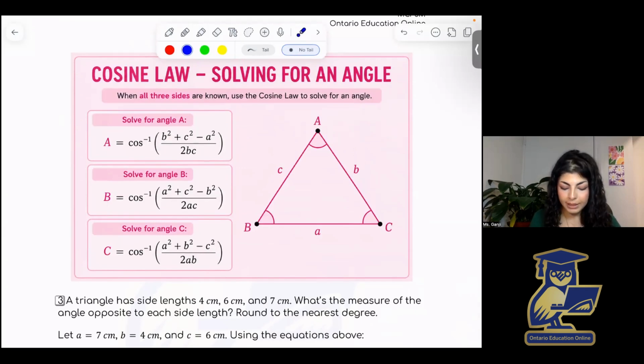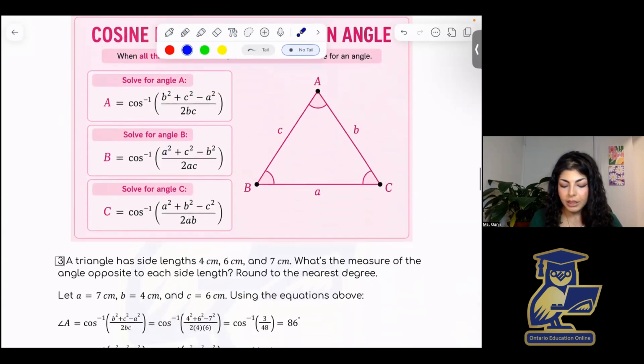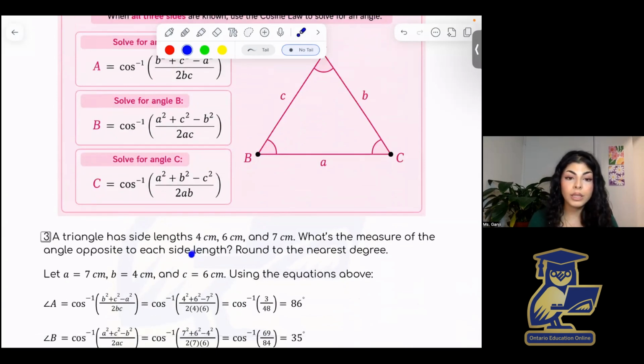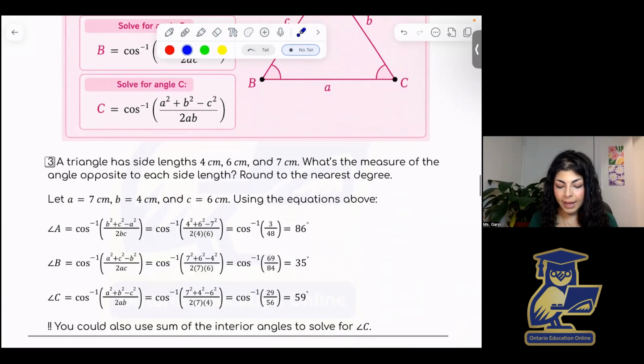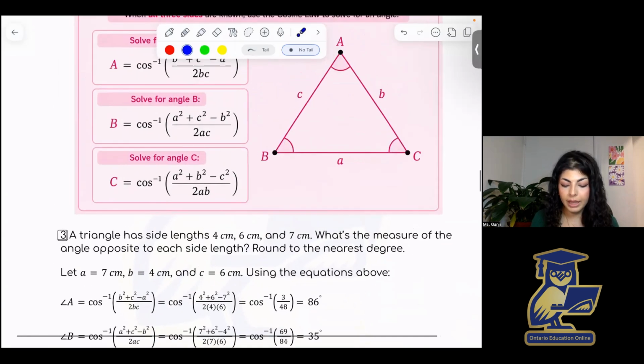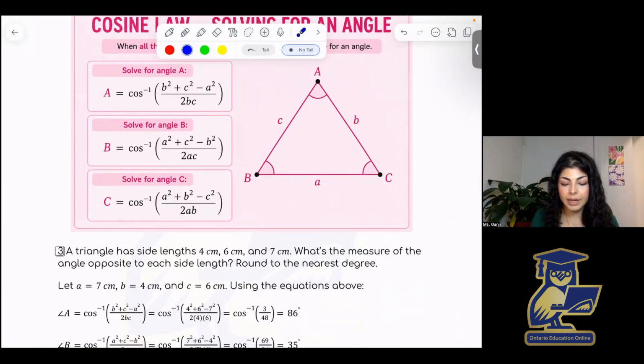But just so we do get practice with these formulas as well, assume that a triangle has side lengths 4, 6, and 7 centimeters, and we're asked to find the measure of the angle opposite to each side length. So starting with angle A, I did define each of the side lengths as lowercase a, b, c just to help me with the angle that I want to find here. So when I'm finding angle A, because I defined lowercase a as 7 centimeters, then I know that this a is going to be 7 centimeters.